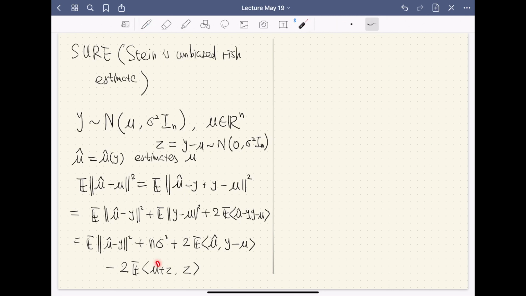Now this is the inner product between mu and z and itself, right? The inner product between mu and z is 0 because the expectation of z is 0. So the only thing left is the L2 norm squared of z, which is n times sigma squared, right? So n times sigma squared minus 2 times n times sigma squared. So the answer will be minus n sigma squared, and then plus the inner product term. Now we have z here. So here is the place where we can use Stein's identity.